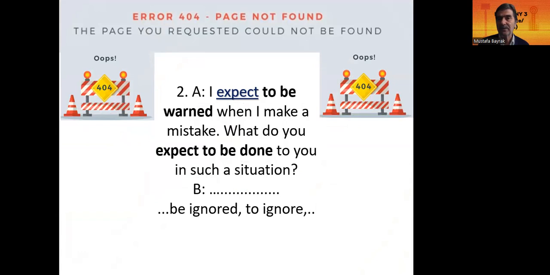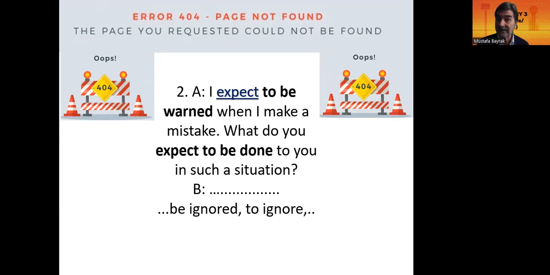Yes, expect is one of those certain verbs like want, okay? We have studied them. And of course, we will study them again in the following videos. Yes, we really need them. They are really practical and useful. I expect to be warned. Passive voice, yes. I expect to be warned when I make a mistake.